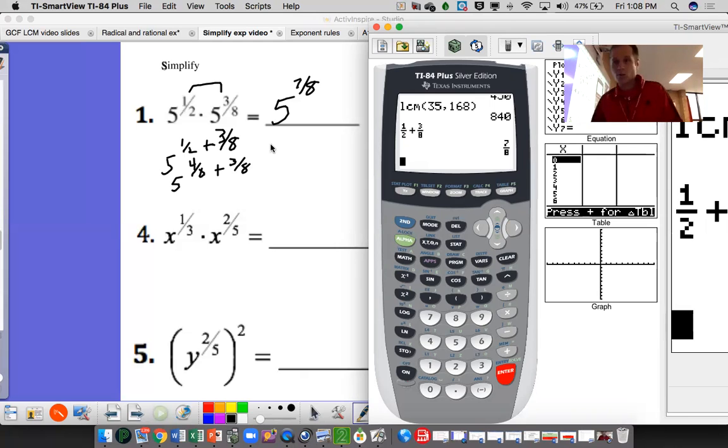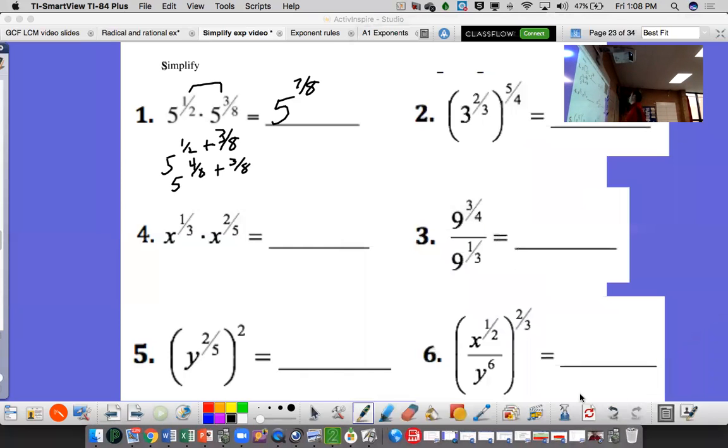But in this world, if it takes you too long to do it, I don't want that to be the problem. I don't want that to slow you down. So use your TI. All right.